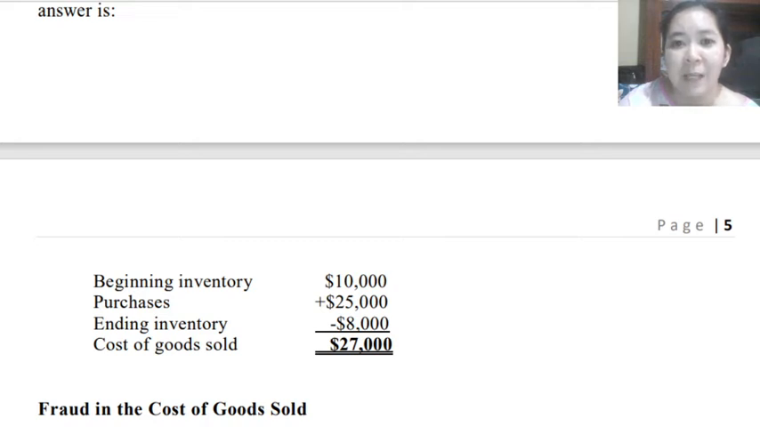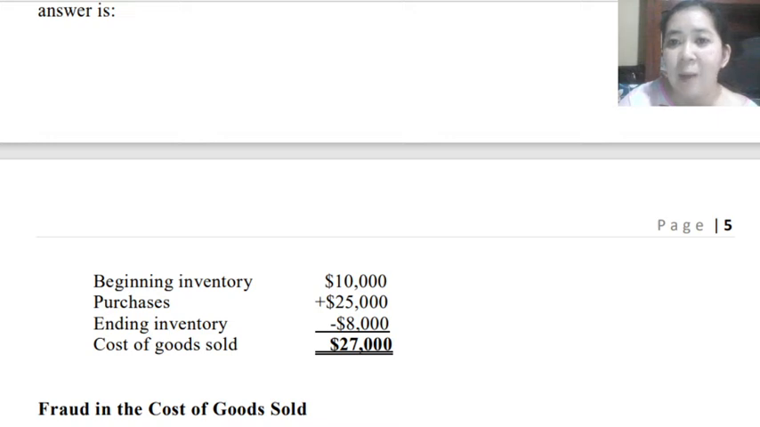So again, a beginning inventory of 10,000 plus our purchases of 25,000. The total of this is what we call goods available for sale, which is equal to 35,000. And then after that, we will deduct the ending inventory of 8,000. So what was not there in their hand was actually the item sold, and its cost is equal to 27,000.